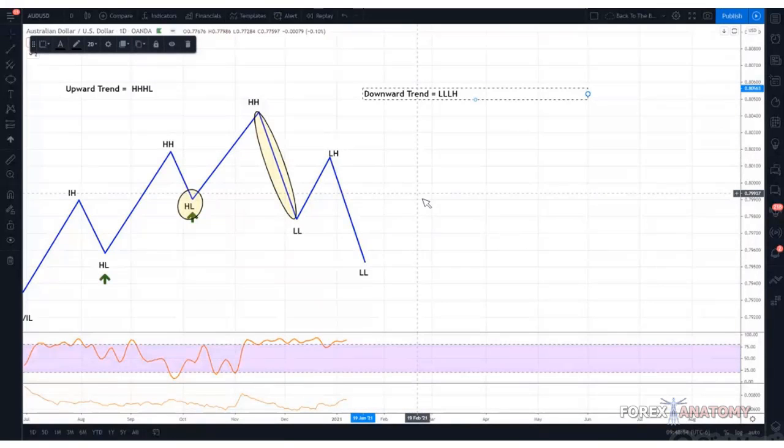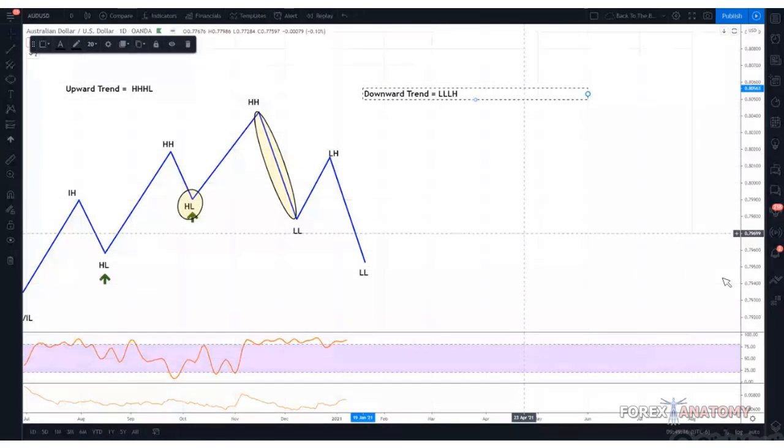So then in a downward trend, let me ask you this question. When price is making lower lows and lower highs, should we be looking for buy opportunities or should we be looking for sell opportunities? Yep. Okay. Jason said sell. Exactly. You'll be looking for selling opportunities.